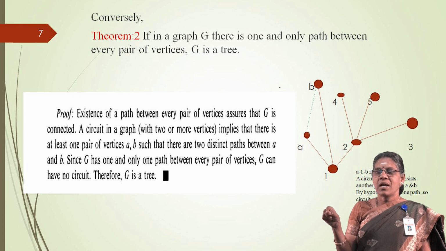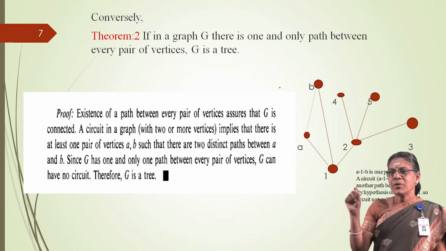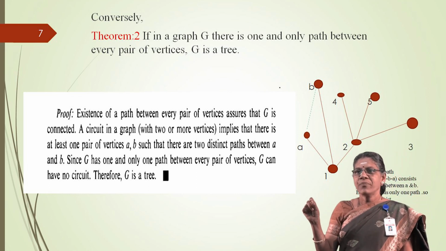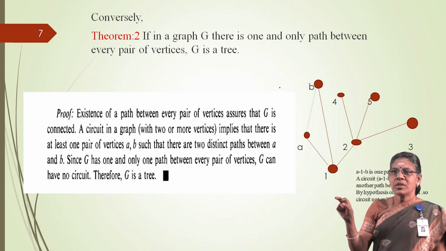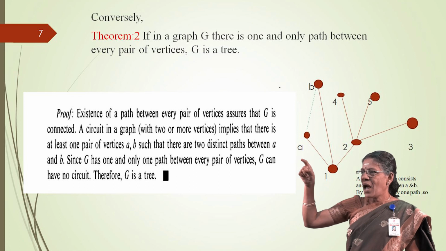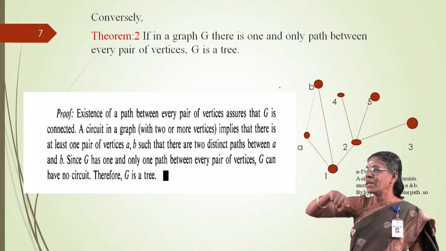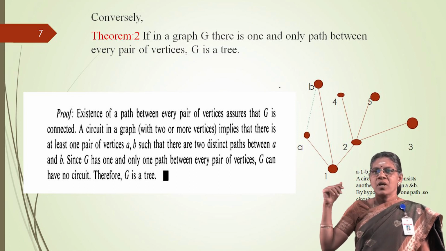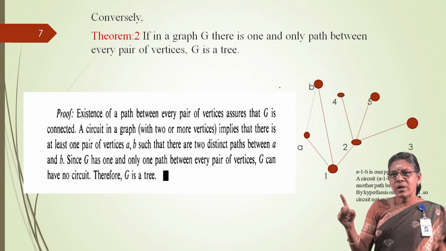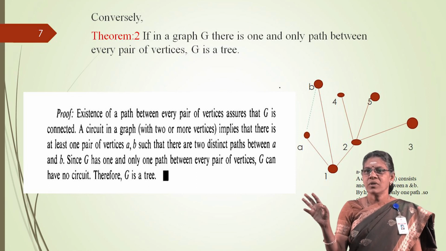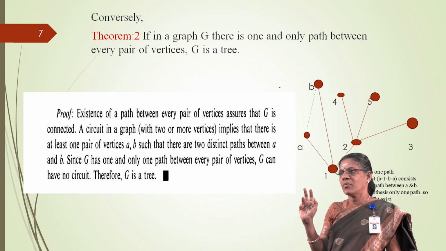Next, suppose there is a circuit in a graph, with two or more vertices. That implies that there is at least one pair of vertices A and B such that there are two paths between A and B. A to B by one route, and we may reach from A to B in another way. So joining the paths, we get a circuit. So G has only one path between every pair of vertices, that is, G has no circuit. Then G will be a tree. Okay.